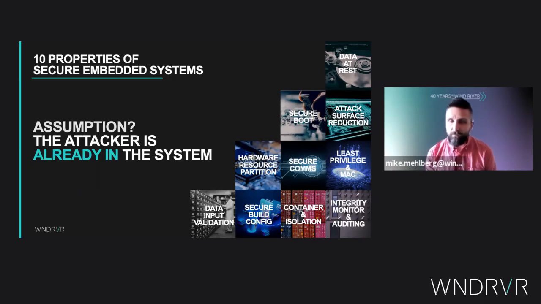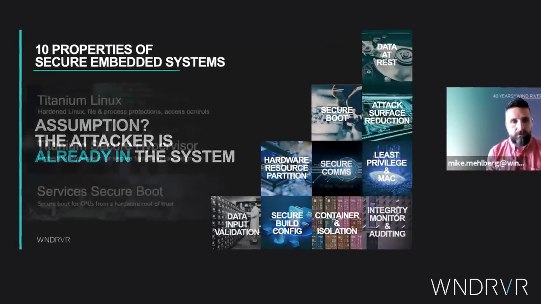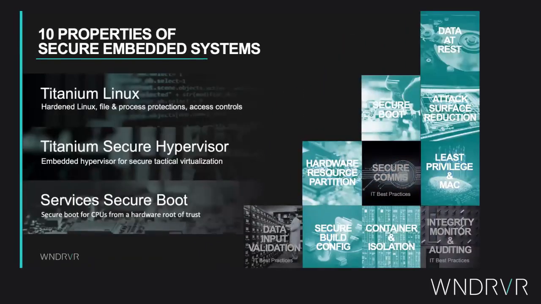Using data at rest and secure boot, attack surface reduction, and all of the others that we covered, we can have an attacker inside the system with potentially root or administrative access and still protect our critical applications and data. And so each one of those products, Titanium Linux and Titanium Secure Hypervisor, and the secure boot services that we offer, cover one or more of those 10 properties. In fact, we cover 70% of all of them, 7 out of 10.